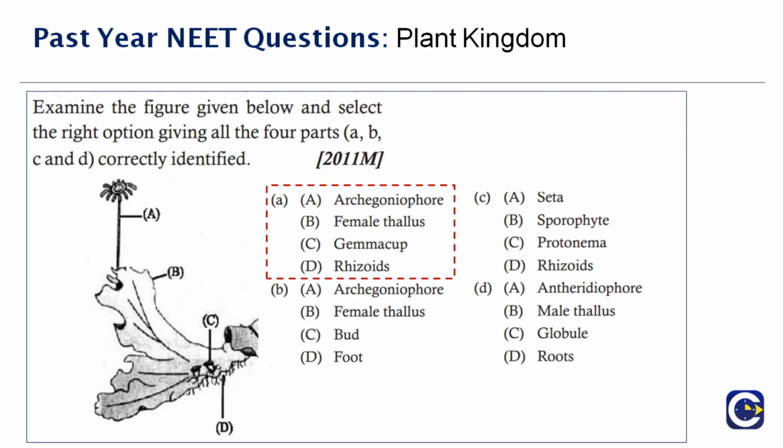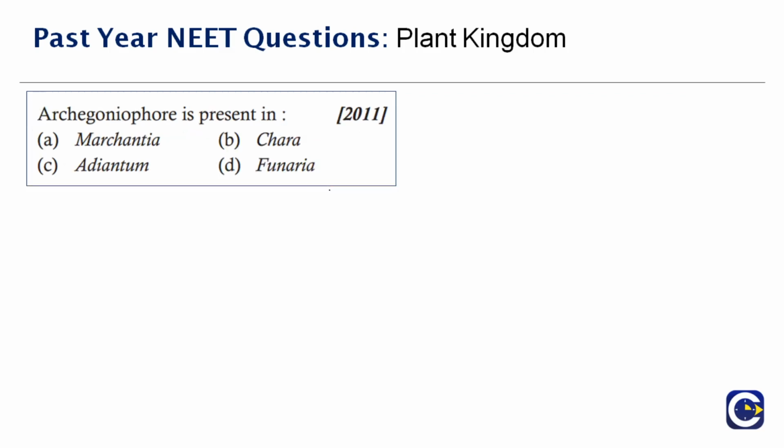So the part A is archegoniophore, B is female thallus, C is the gemma cup, and D is, you all know, these are rhizoids which act as root system. Okay, these questions you can expect sometimes, so it is always important that you go through the figures that are there in your books. Okay, now let's move to the next question here.